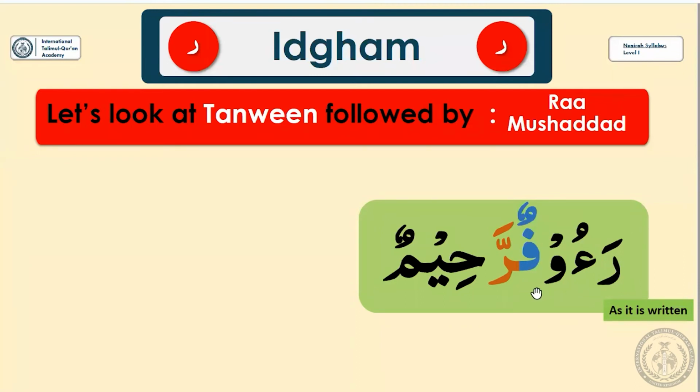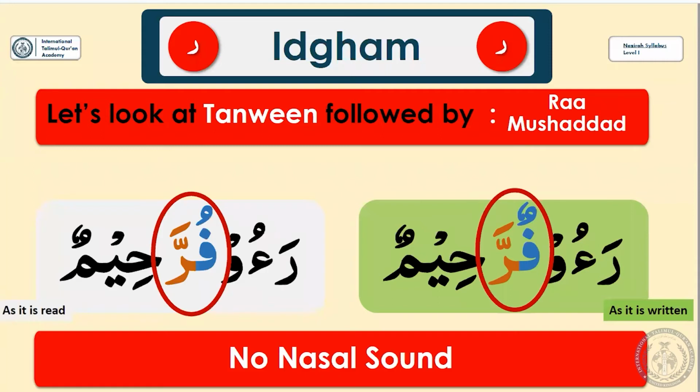So as it's written here, I would read it as ra'u fun ra, but that's not the correct way. I know that I need to apply the rule of idgham. So the correct way would be, as you can see over here in the white box on the left, I would imagine that there is on the fa not a dammatain, but a simple damma, and then I would join it to the ra mushaddad. So I would read it as furra. I won't say funra, I would say furra.